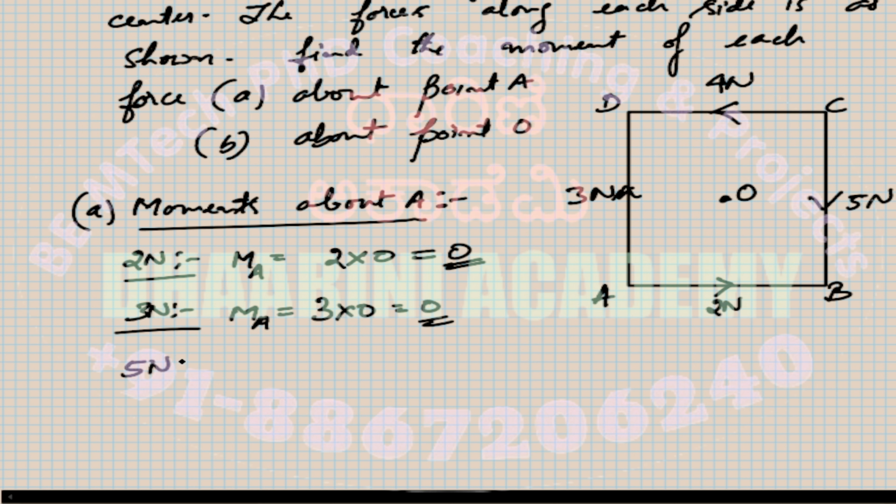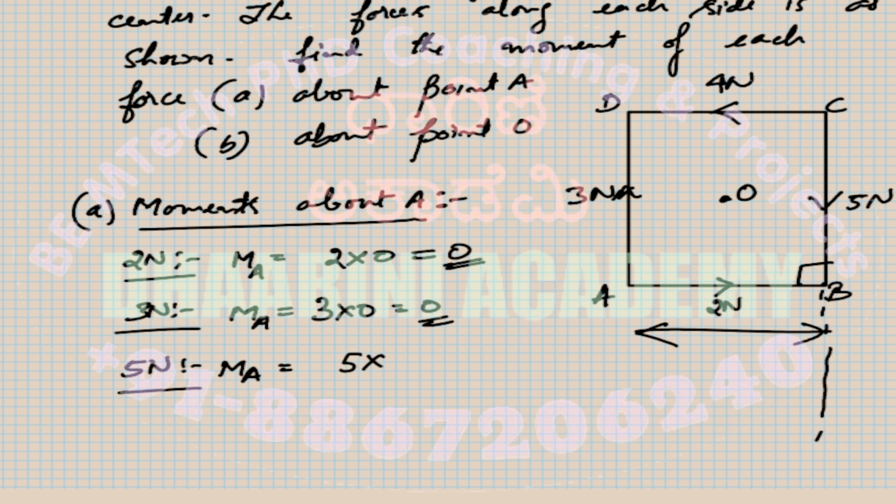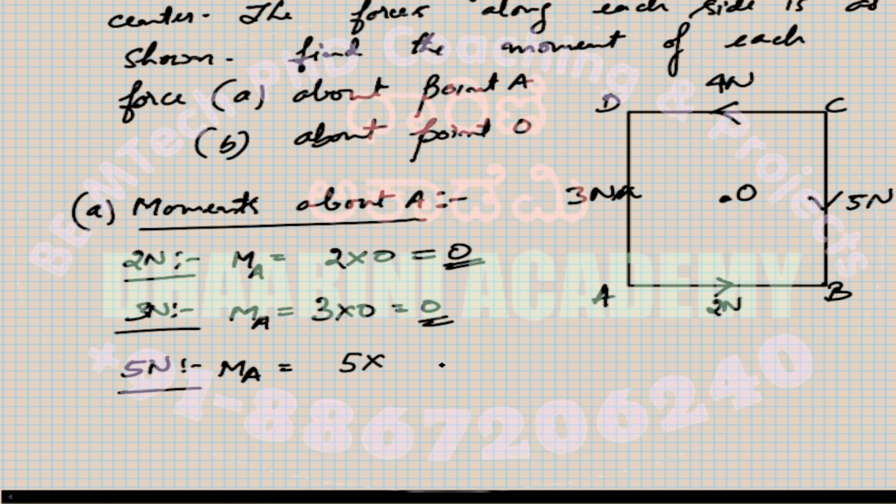So the 5 Newton force, if you want to calculate the moment about the point A, is equal to, what is the force? It is 5. What is the perpendicular distance? You see, this is the line of action. This is perpendicular. So this distance is what I need to consider. They already have mentioned that the side of this particular square is 2 meters. So the perpendicular distance becomes 2 meters. Because of which, now you know that the value becomes equal to 5 into 2. So 5 into 2 is equal to 10.